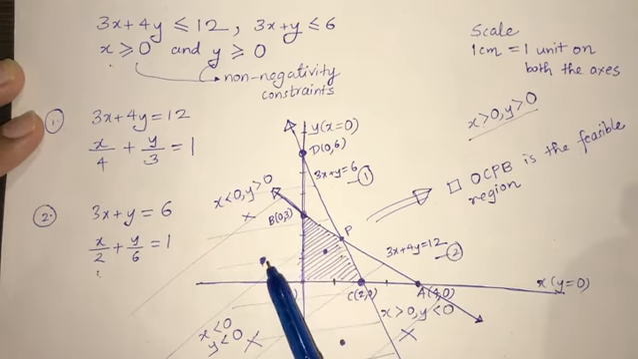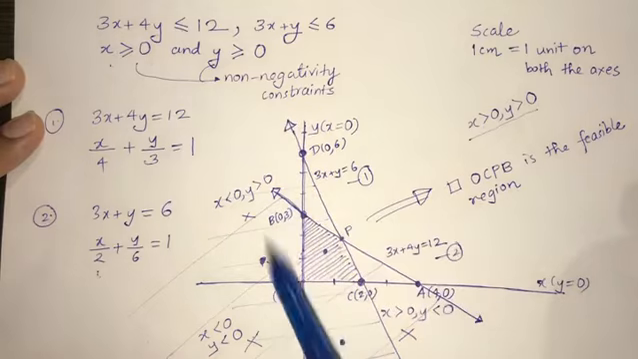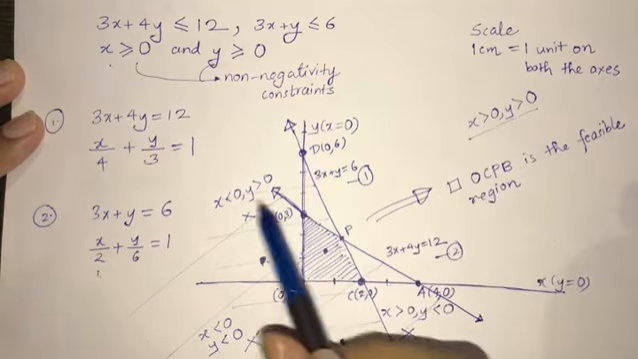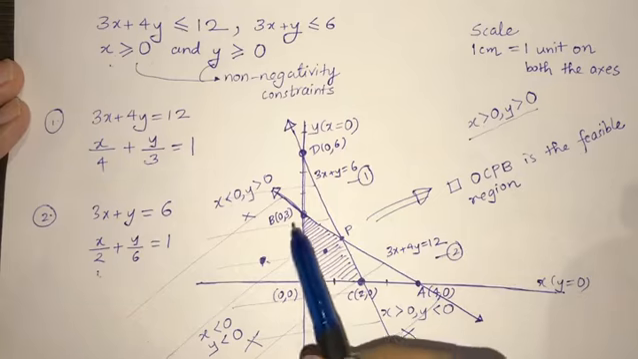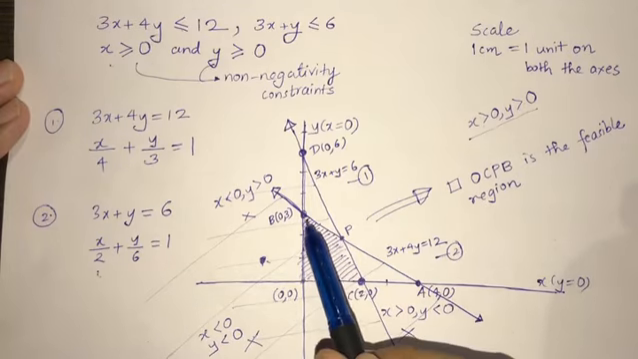If you talk about this point, it does not satisfy the first quadrant condition. It does not satisfy the non-negativity constraints, but it satisfies the inequalities. Only the points here will satisfy all the 4 inequalities.